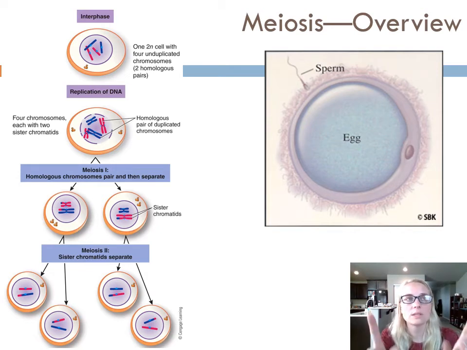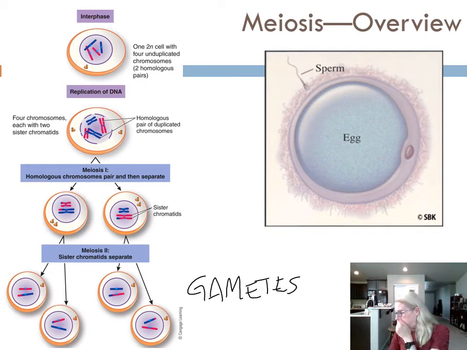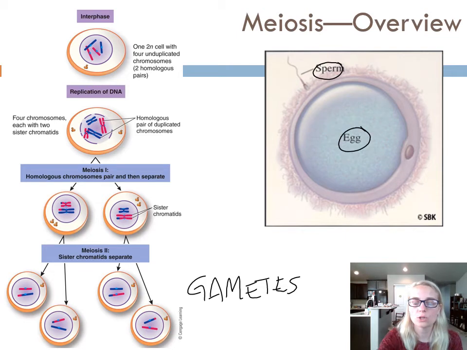For meiosis, the only goal is to make gametes. Excuse me. And what are gametes? They are your sex cells. They are your sperm and egg. The only time you do meiosis is to produce gametes. And location, where are these things produced? Sperm are produced in testicles, eggs are produced in ovaries, and that's it.